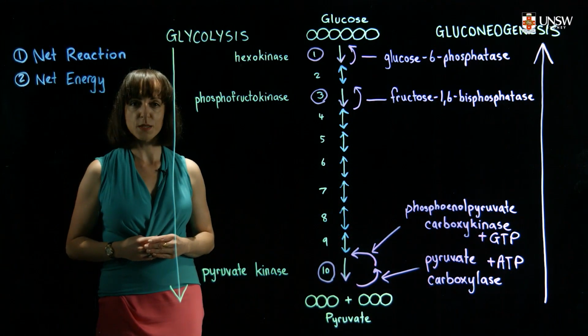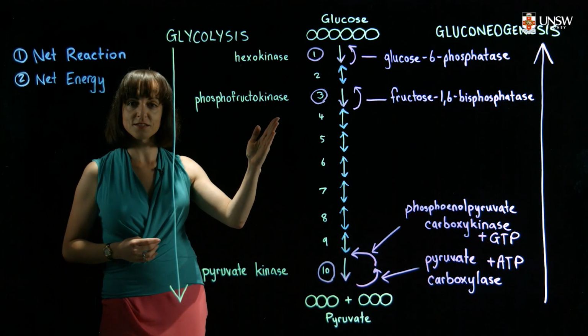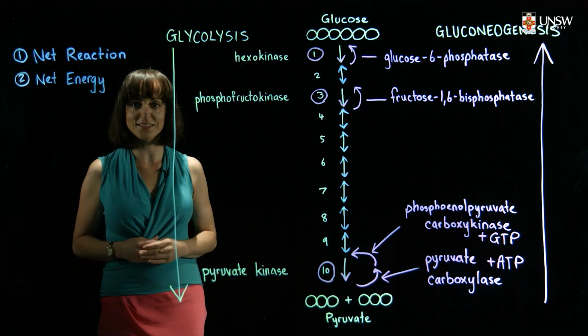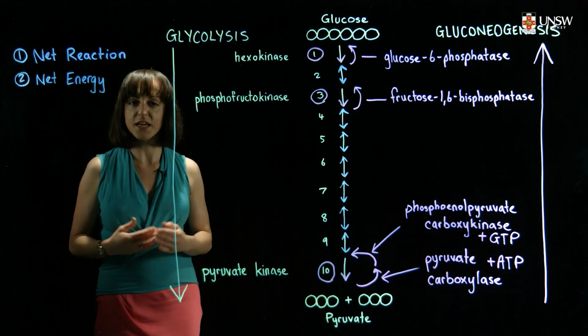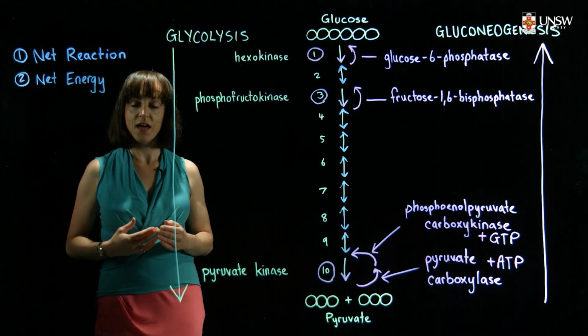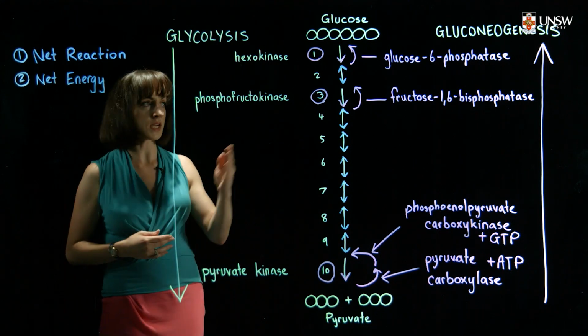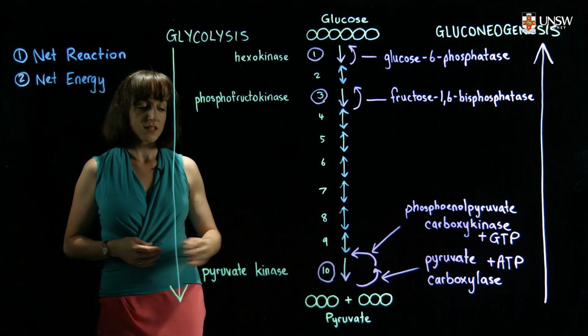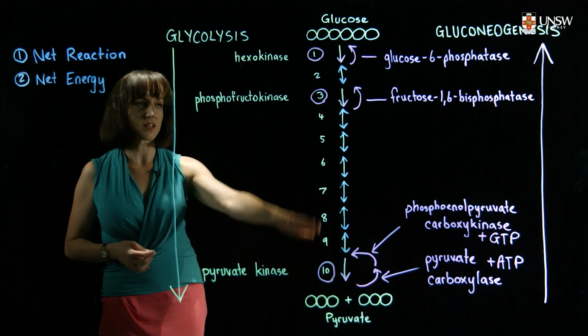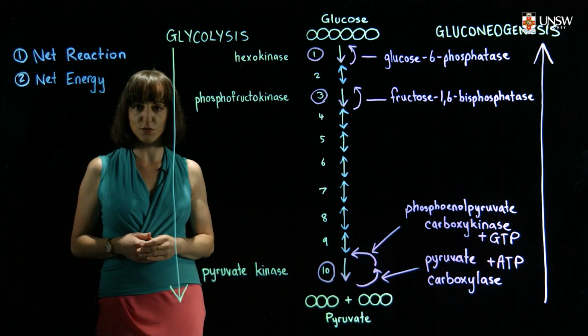So that's my brief summary of gluconeogenesis as it compares with glycolysis. Now I'd like you to go away and take a piece of paper and a pen and see if you can write down the net reaction for gluconeogenesis, starting with 2 pyruvate molecules and ending with 1 glucose molecule.